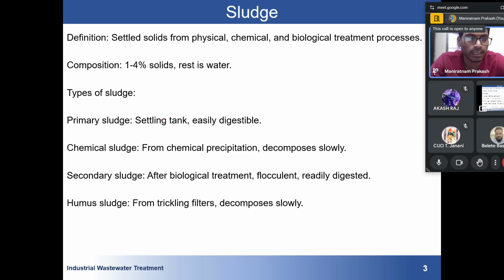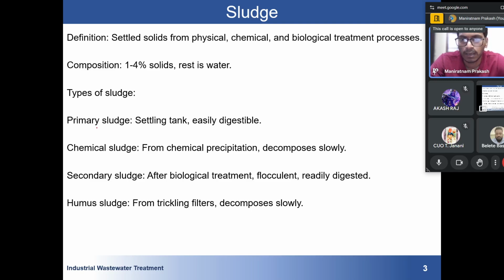Let's just recap whatever has been discussed in your lecture. We already know the sludge definition: settled solids from physical, chemical, and biological treatment processes. We know that in primary treatment, then the coagulation tank, and then finally biological treatment, some solid is produced and mixed with water. The combination of water plus solid is known as sludge. It might be higher, but in general sludge contains 1 to 4% solid, and the rest is water.